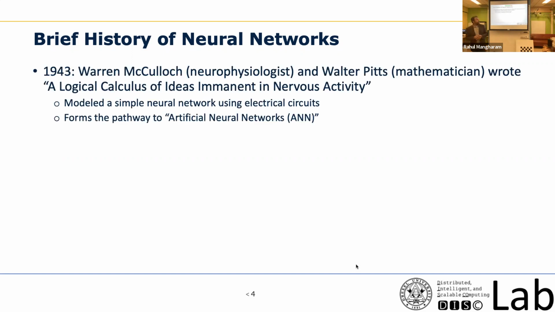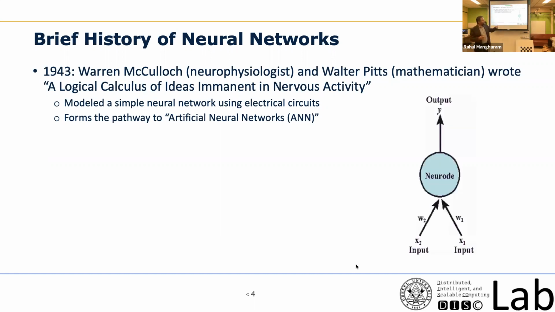So you all probably know the 1943 McCulloch and Pitts model of basically a simple neural network using electrical circuits, which actually formed the pathway to artificial neural networks. So you can essentially call 1943 the starting time when the first neural network came into the picture, right? This is how neural networks at that time looked like. You have a neuron, and you have two inputs, and you compute some output.